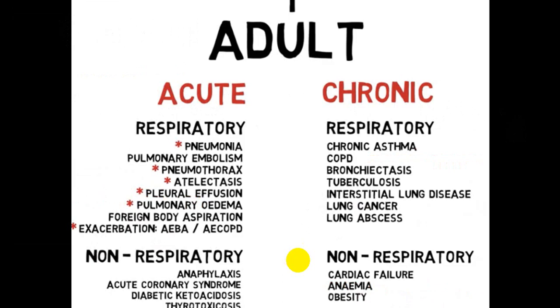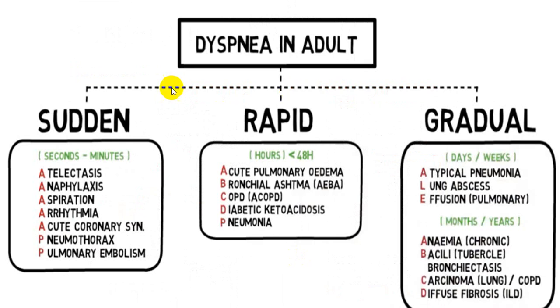This is in children, this is in adults. This is acute, sudden onset, rapid onset. This is a few minutes, this is hours, this is days and weeks. This is gradual, this is rapid, this is absolutely sudden. So this will be an emergency, this will also be an emergency. Here it is over a period of days. You can get a good history, you can examine, you can investigate and treat them.